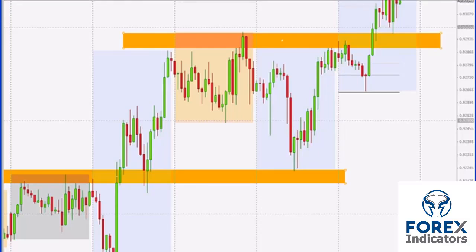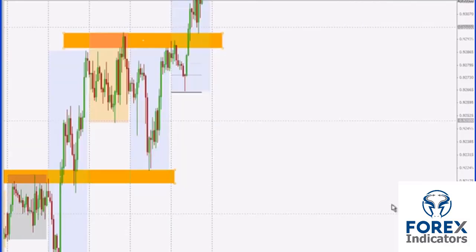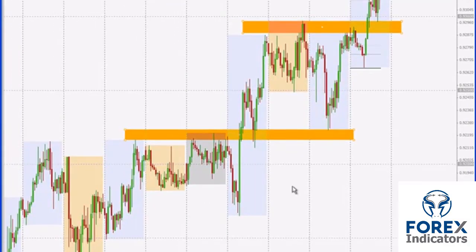Anyway, let's go step by step, shall we? First of all, let me try to explain the setup as a whole. Now, let's see what we have here on this particular chart. Again, we are looking into the Australian dollar against the American dollar, 1 hour time frame.